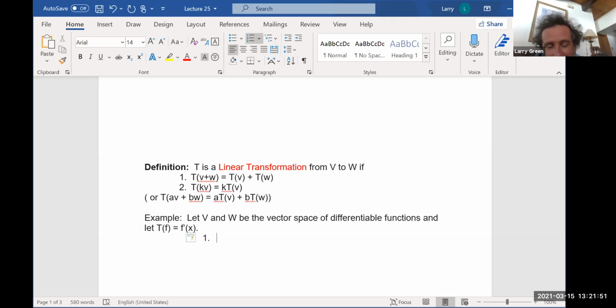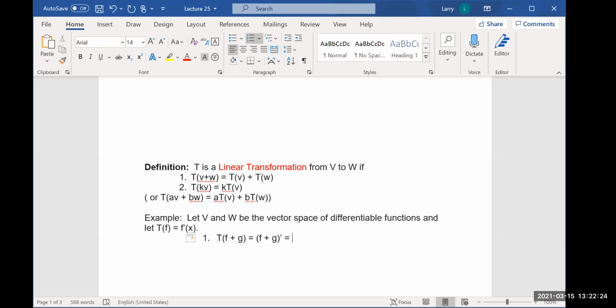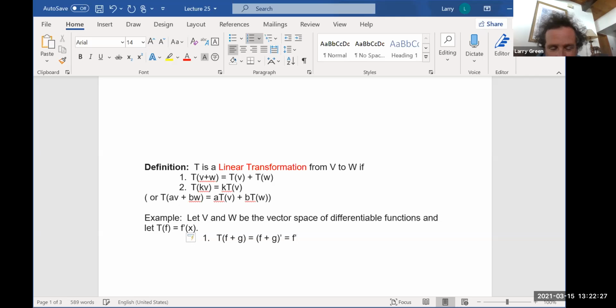Well, if we have T of f plus g, I'm going to use f and g because you're more used to those letters for functions. You can call V and W functions, but I like to call them f and g. Well, by definition, that's just T of f plus g equals (f plus g) prime. Oh, sorry, it's actually not f prime plus g prime, it's f plus g prime. But now we can use some calculus. What's (f plus g) prime? f prime plus g prime. Yep, that's f prime plus g prime.